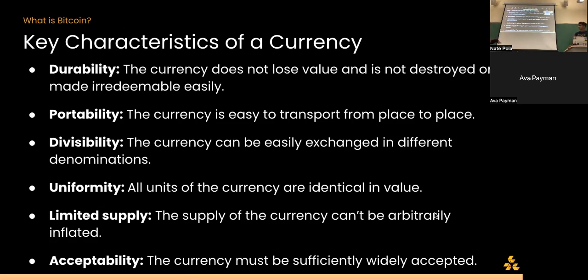Uniformity: all units of the currency are identical in value. So this is also called fungibility. If you've heard of non-fungible tokens, for example, the whole basis of that is that the units of those are not identical in value, so they have different values. Whereas a currency should be fungible, meaning one dollar should not be more than another dollar. And there should be limited supply.